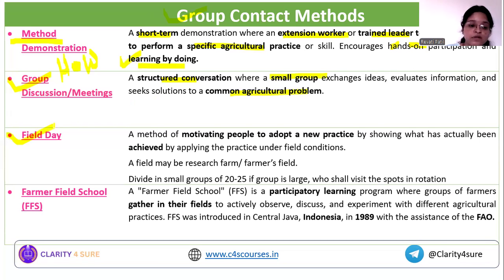Please do not get confused between field day and field trials. Let's see what the difference is. Field day is a method of motivating people to adopt a new practice by showing what has actually been achieved by applying the practice under field conditions. For example, there is a progressive farmer. He grew a new watermelon variety recommended by researchers, and he followed all the recommended package of practices for that crop, and the results are really good. That variety is really sweet and gave a good harvest.